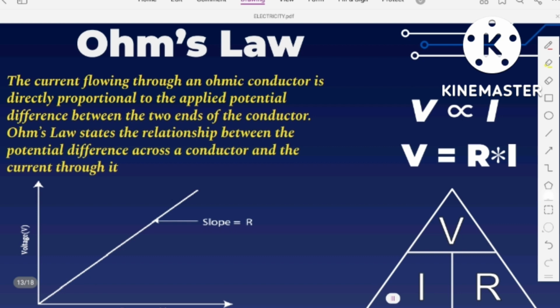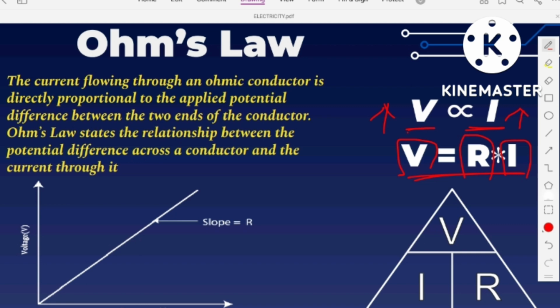So now we will understand what is Ohm's law. A brief explanation of Ohm's law is that the voltage or the potential difference is directly proportional to the current, and vice versa. So if I increase the voltage, the current increases too. And we can derive the formula V equal to R into I, where R stands for the resistance, V stands for the potential difference, and I stands for the electric current passing through the conductor.